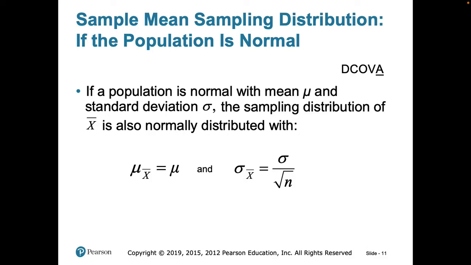So again, if a population is normal with a mean of mu and a standard deviation sigma, then the sampling distribution is also going to be normally distributed, and you can see that here. The mean is going to equal the population mean, and your standard deviation is going to equal the standard deviation divided by the square root of the sample size.